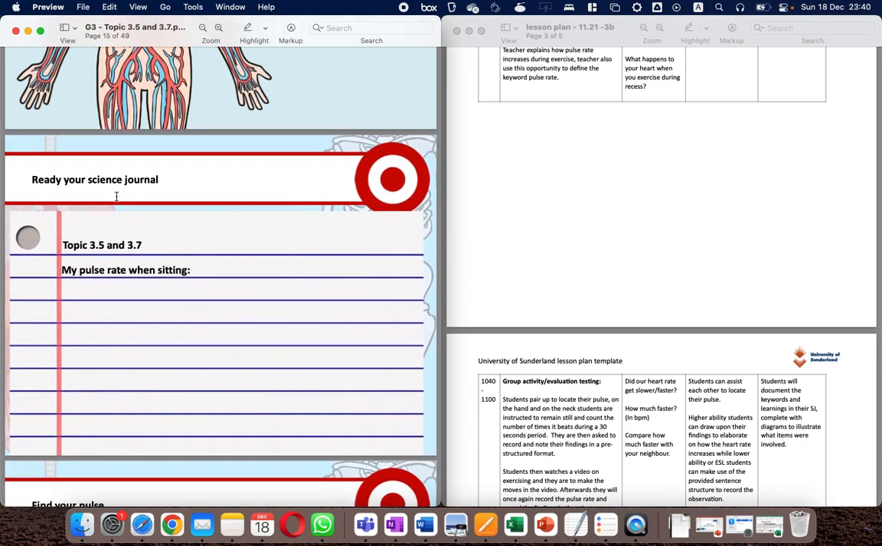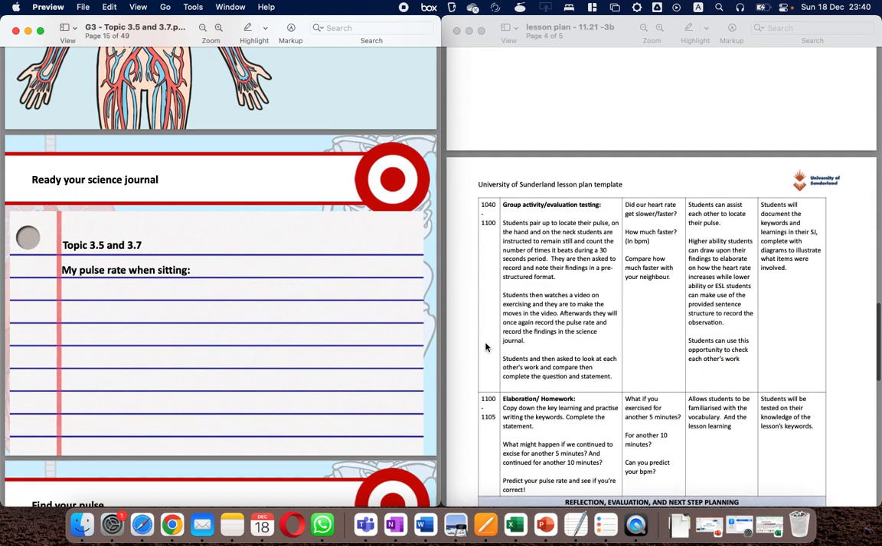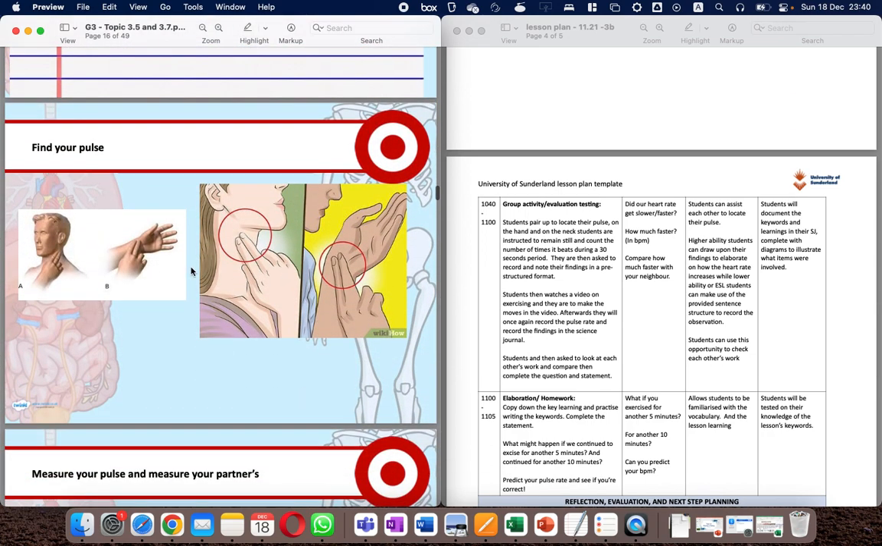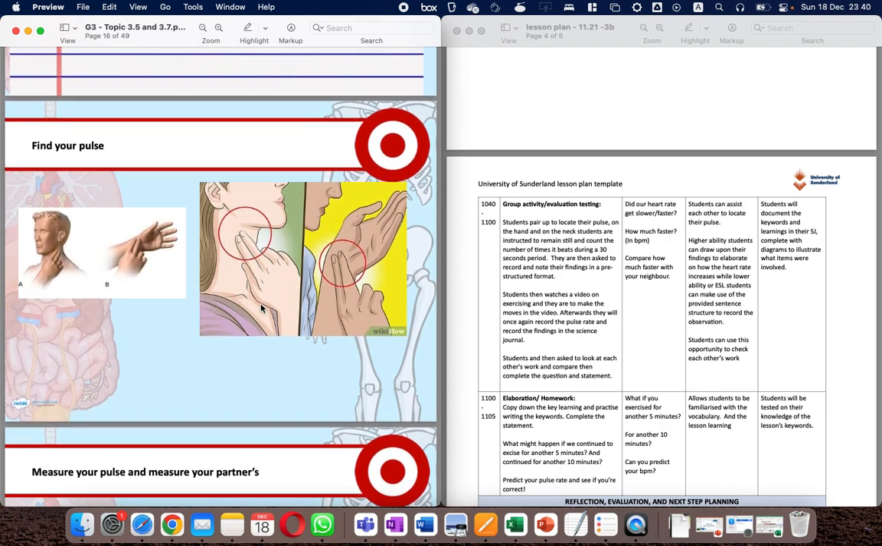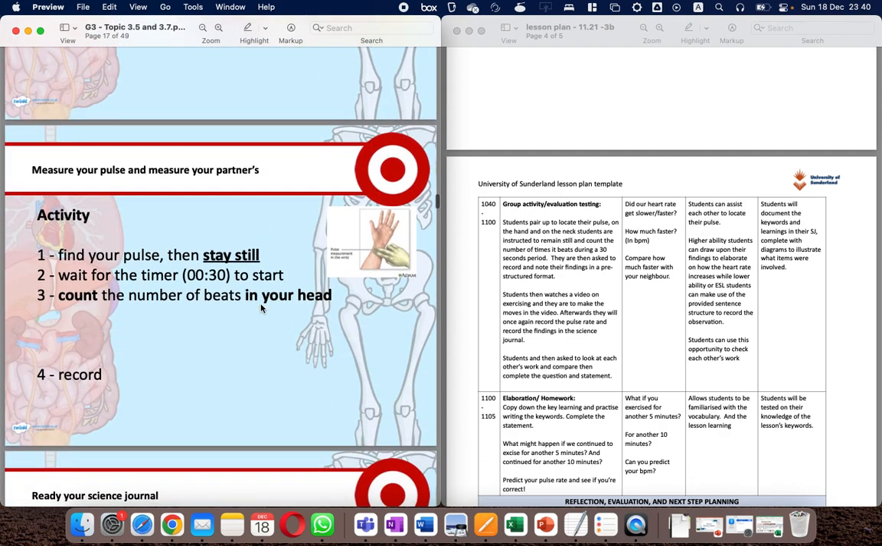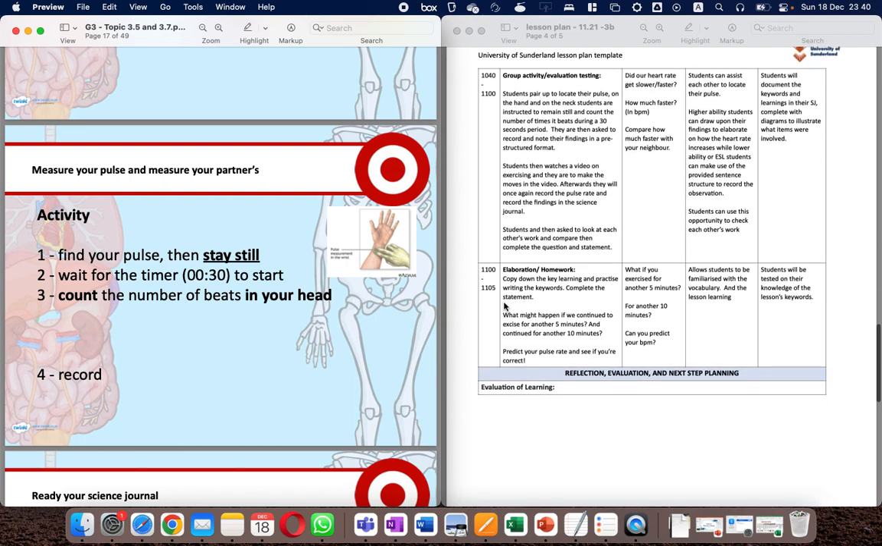So first, using a science journal, they can start writing some of this down. So my pulse rate when sitting. And then, once they write this down, students are instructed to find their pulse, either on the wrist or on the neck. And then they are to stay still and count the number of beats.